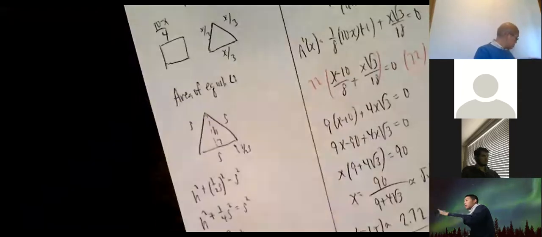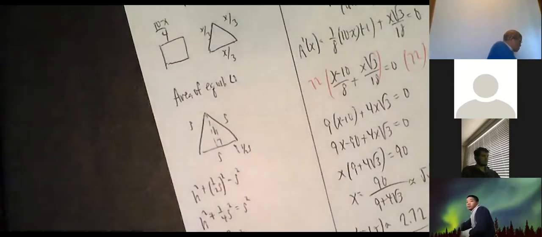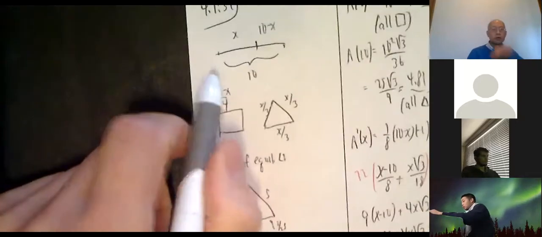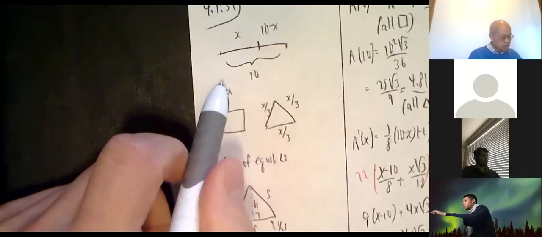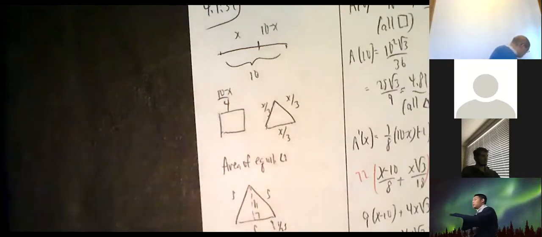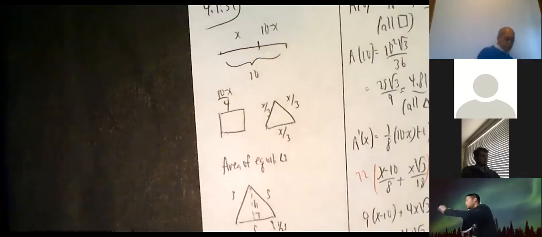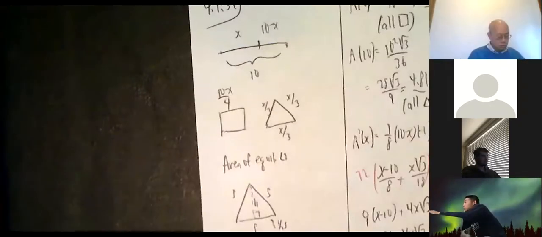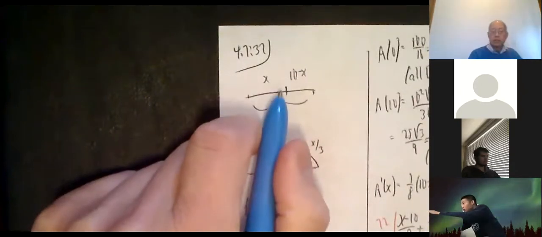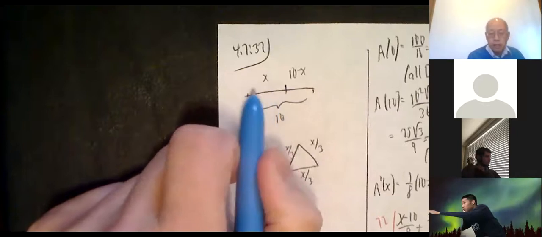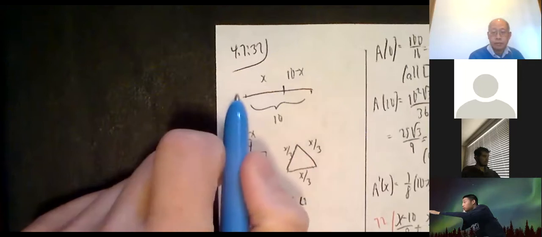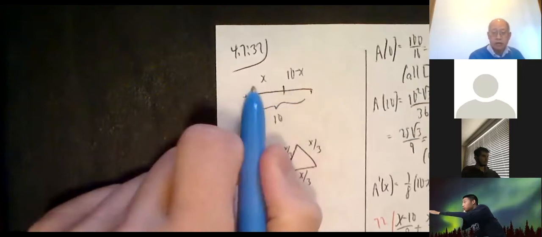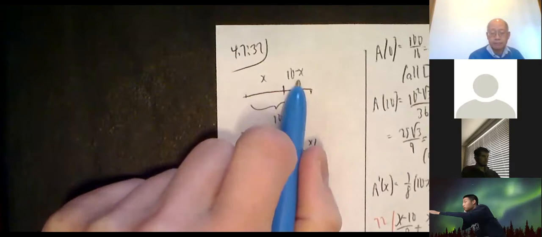So here we go. The wire is 10 meters long. I make a cut, which might mean no cut at all. So x is allowed to be anything between 0 and 10 inclusive. But in general, we'll cut here. So one piece is x, the other is 10 minus x.